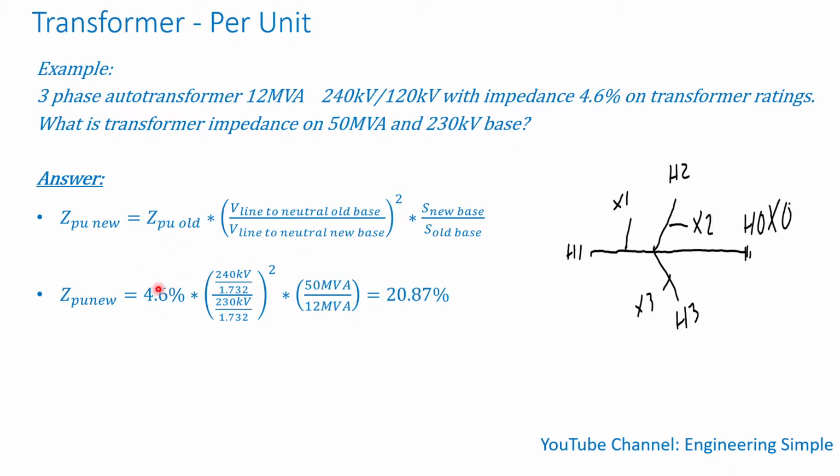the terms with values. So the per unit impedance on the new base is equal to 4.6%, which is given here, divided by the line to neutral voltage on the old base, which is 240 kV divided by square root of 3, divided by 230 kV divided by square root of 3, which is the new base, quantity squared times new base MVA, which is 50, divided by old base MVA, 12 MVA. So it comes to 20.87%.